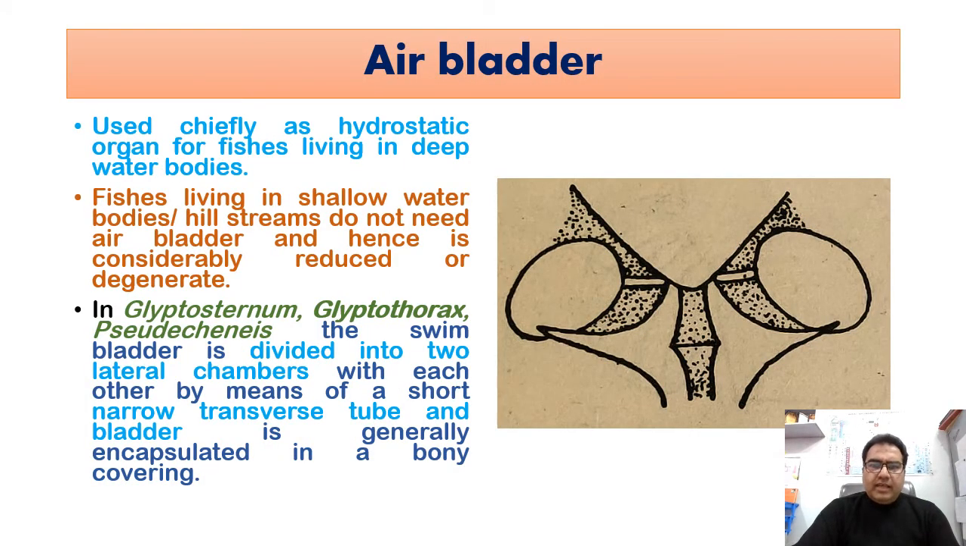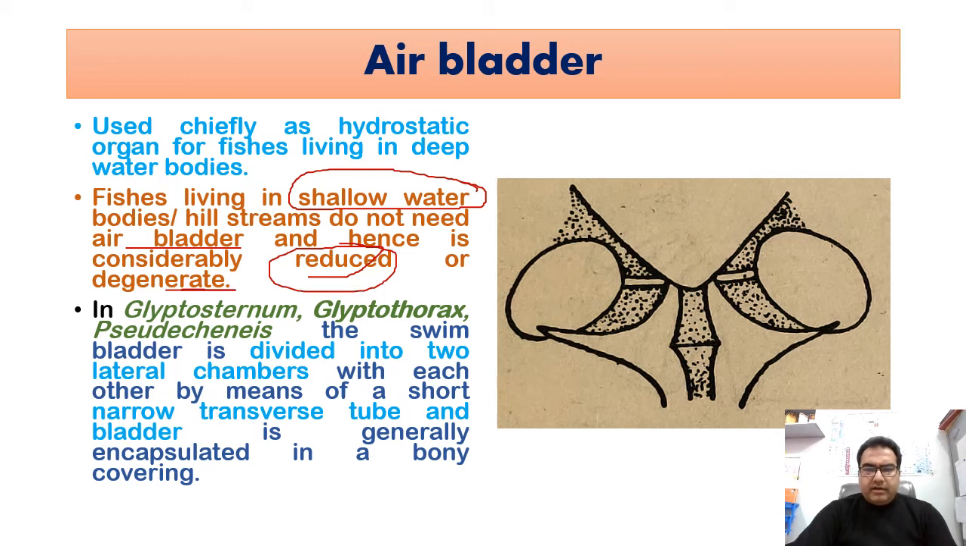Now, talking about the air bladder. The air bladder has a hydrostatic function. It is well developed in those fishes which live in deeper waters, wherein the fish has to get down and come up. So it is very well developed in those fishes. But in the case of hill stream fishes, the water is very shallow and they do not need an air bladder, and hence it is considerably reduced or degenerate.